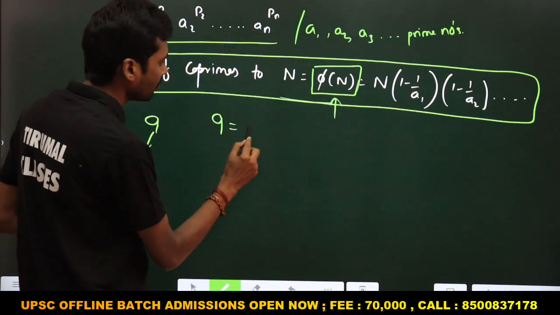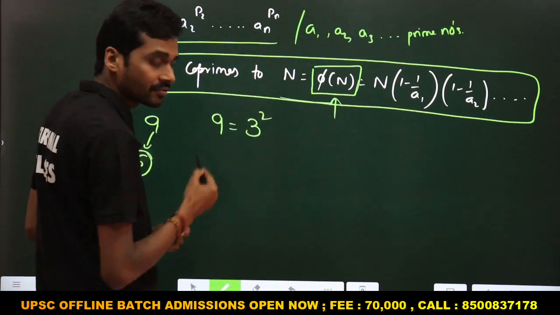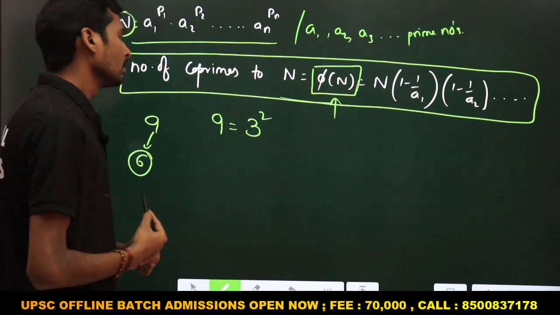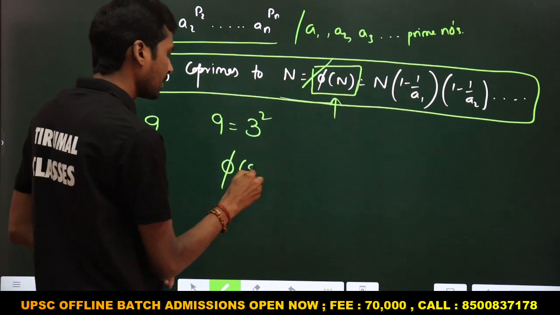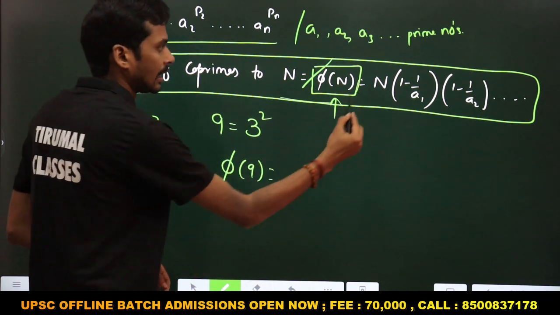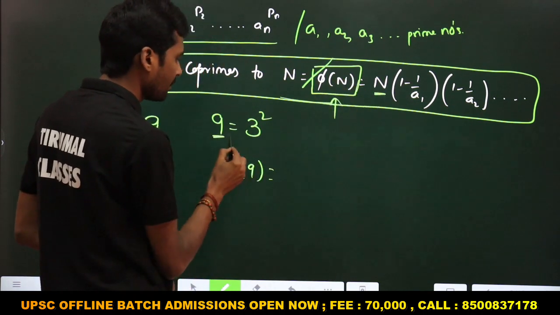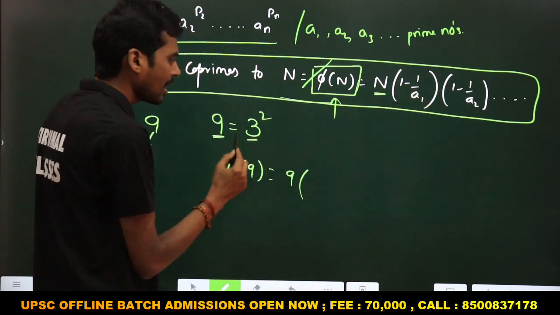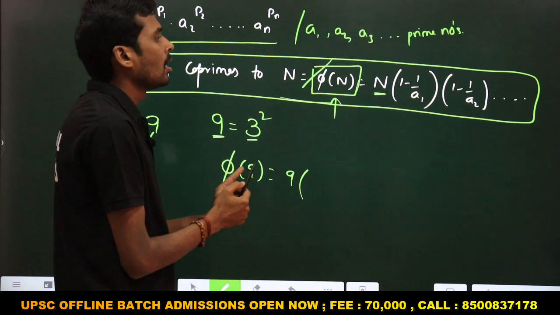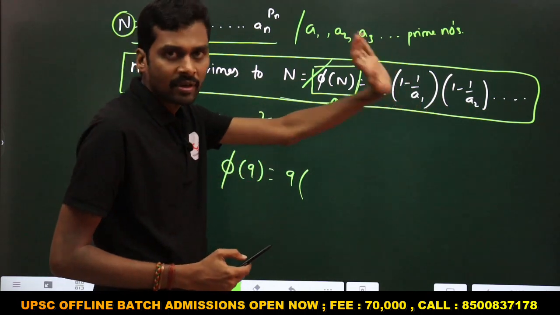So 9 means, how do you write the 9? 9 is 3 square. Okay. So now the number of coprimes to the number 9, pi of 9, is equal to the number into (1 minus 1 by a1). Here I have only one prime number, so it depends on how many prime numbers we'll get.